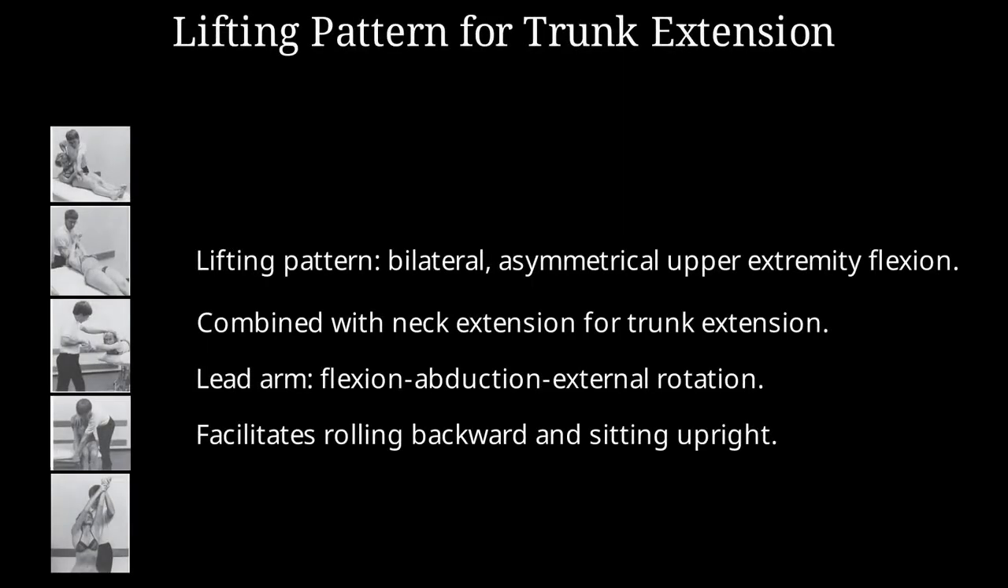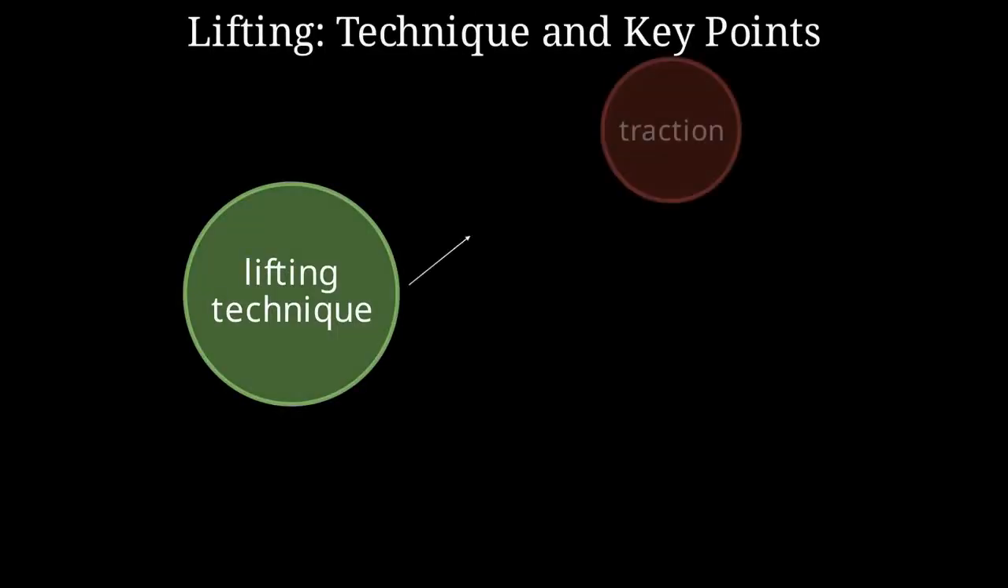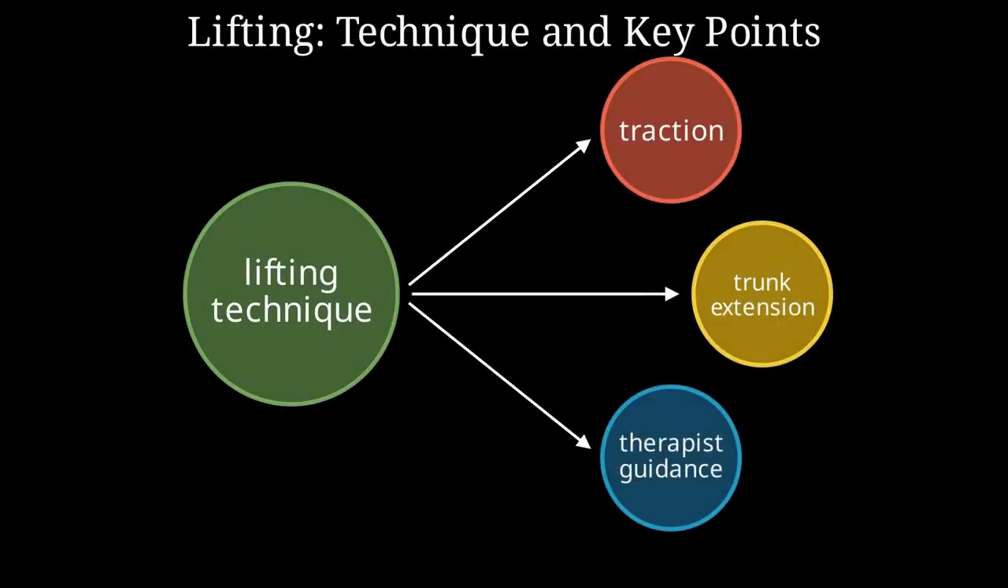The lifting pattern uses bilateral, asymmetrical upper extremity flexion with neck extension to exercise trunk extension. The lead arm performs flexion, abduction, and external rotation. This pattern is useful for facilitating motions like rolling backward or moving from a slumped to an erect sitting position. During lifting, the therapist grips the patient's left hand and applies traction to elongate the arm and trunk muscles.